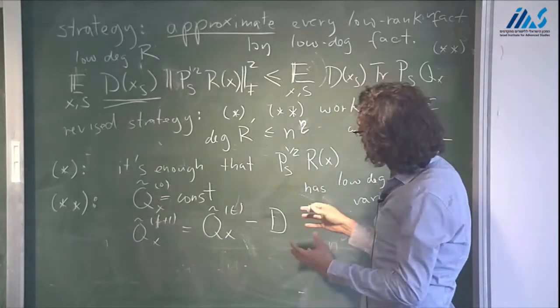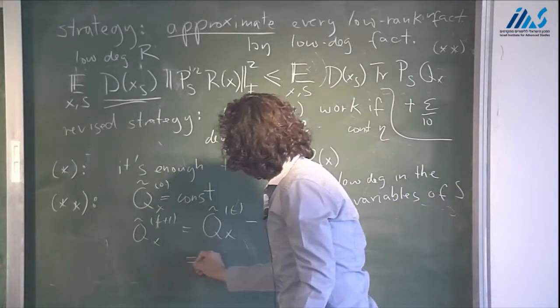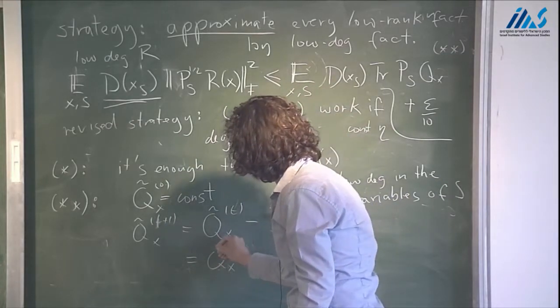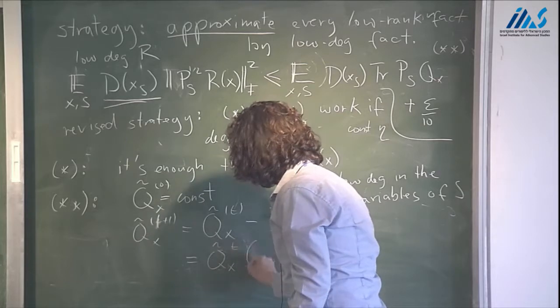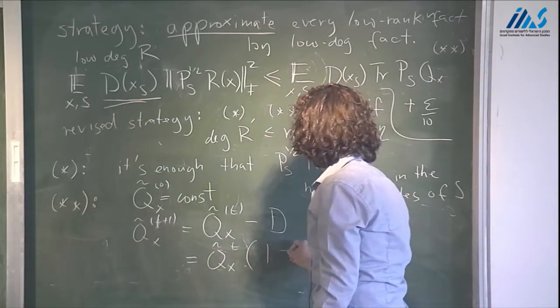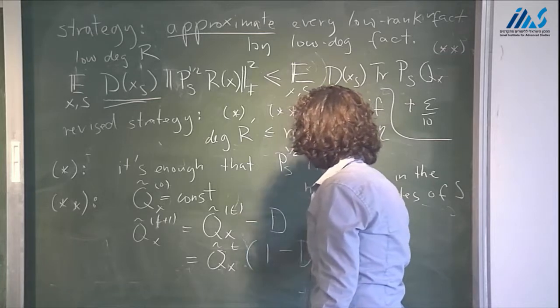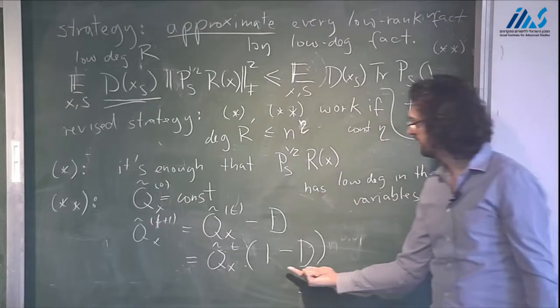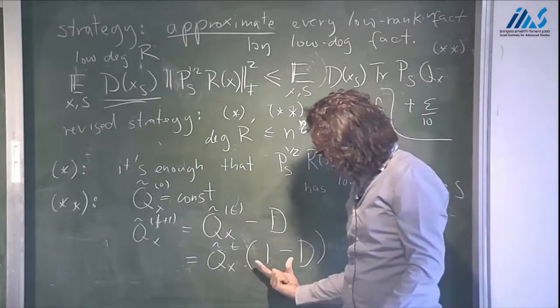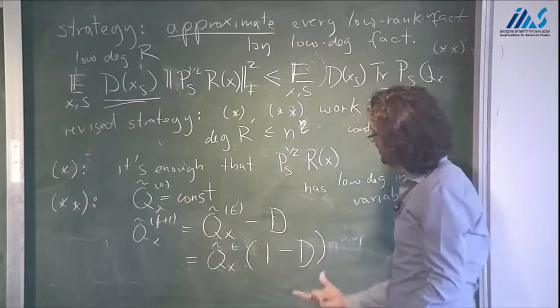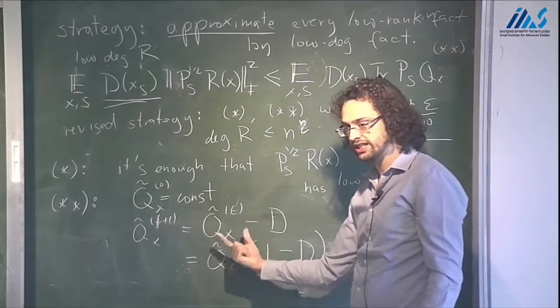And basically, the way the projection works is that at the end, you basically want to multiply this matrix by something like 1 minus d. Okay, you want to multiply this guy. This multiplication you can set up so that it preserves PSD-ness.